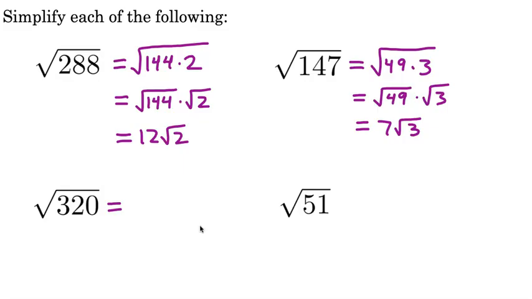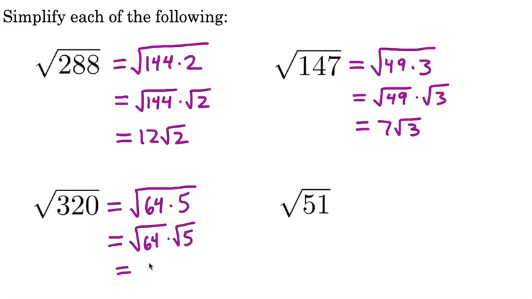64 is a factor. It would be 64 and 5 as our factor pair. So 64 times 5. So this example is a bit more challenging. 320 as a radicand is a larger number. It has more factor pairs. Okay, but we slowly work our way down. So then we get square root of 64 times the square root of 5. And then we get 8 square root of 5.